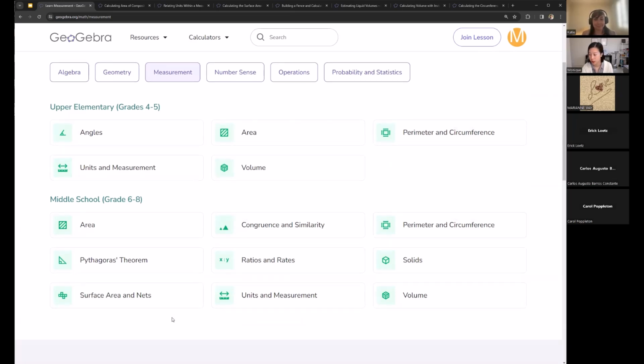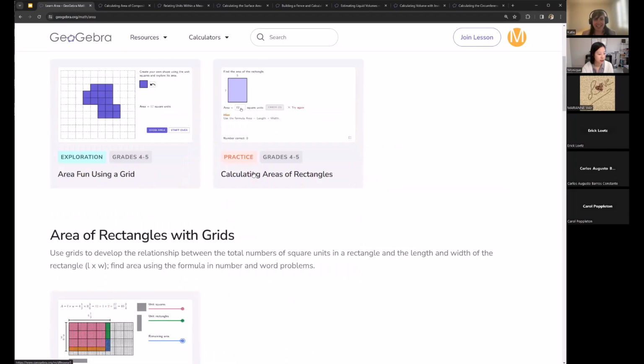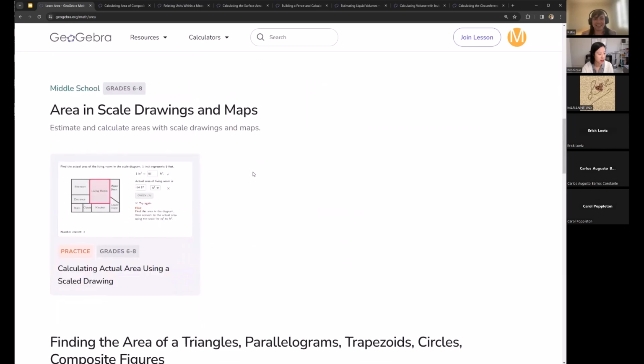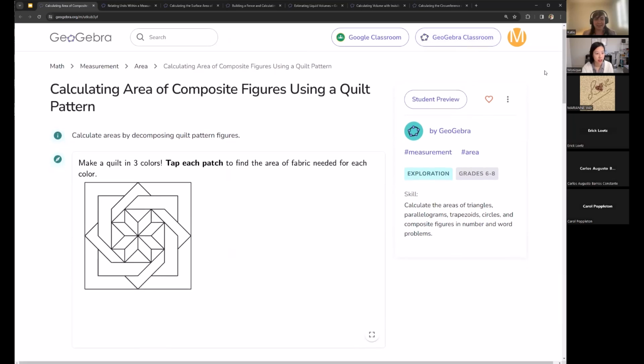So Katie, was there one in particular you wanted to look at first? I think we're going to be starting in area. I want to look at calculating area of composite figures using a quilt pattern. It'd be fun. Under this subtopic, right? Area. Yeah, and I think I pulled up a tab here, so we can just look directly here. So what am I looking at?